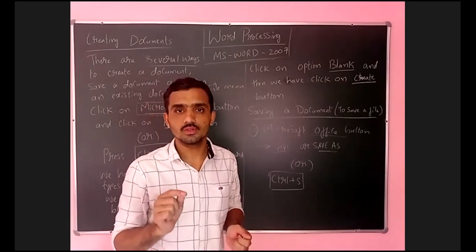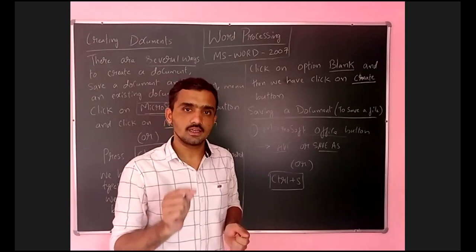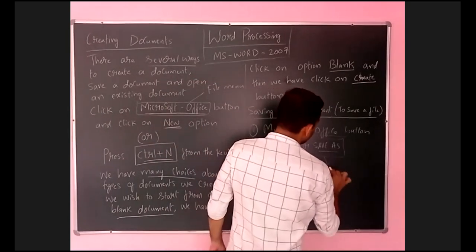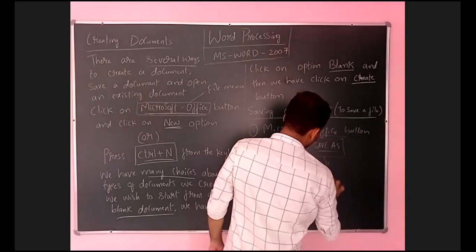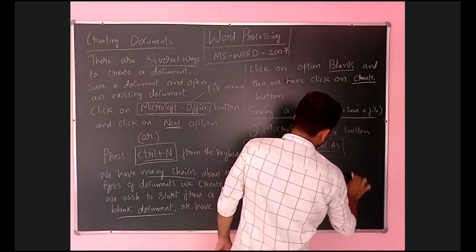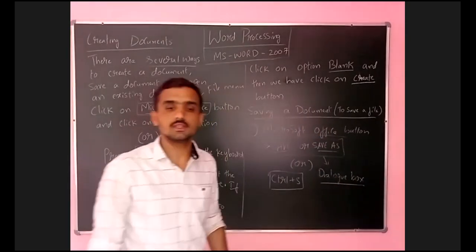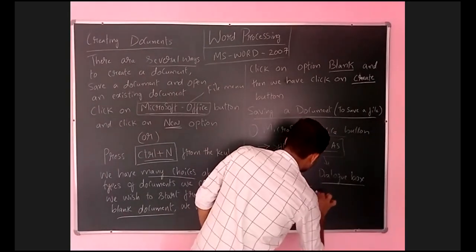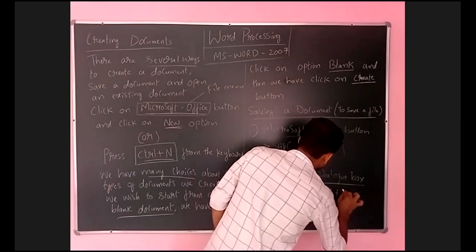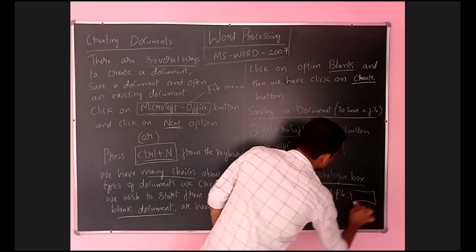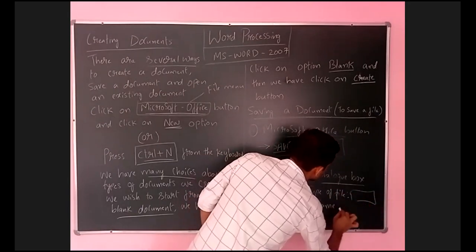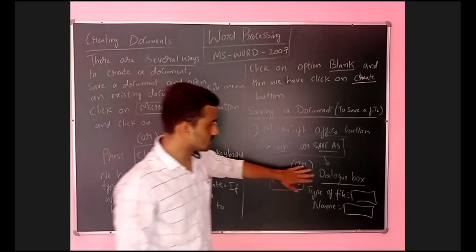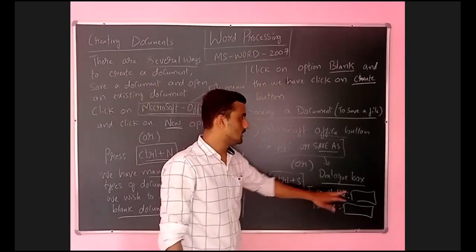When we are saving the file for the first time, there is no difference in either clicking on save or save as, because both options will open the dialog box for us. When the dialog box is open, it will ask for type of a file, then name of a file. Two things it will ask: type of a file and name of a file.